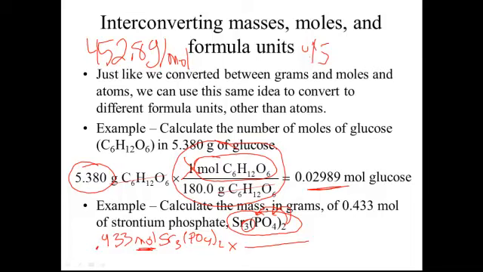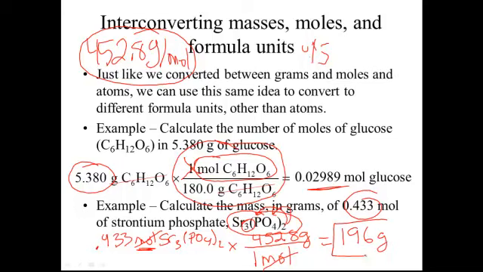What we can do is, again, we want to cancel moles. So here's my conversion right here that I'm using. I'm using my mass from the periodic table. We can say 1 mole, because that's what we want to cancel, and then on the top, we're going to put our mass, 452.8 grams. Now this becomes a math problem. 452.8 times 0.433 equals, with 3 significant digits, 196 grams of strontium phosphate.